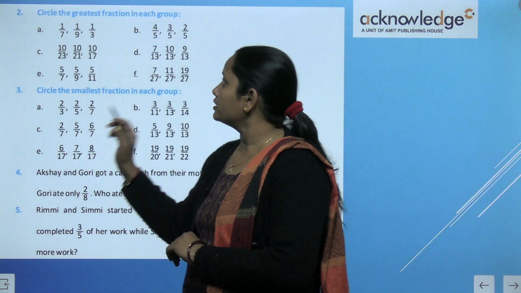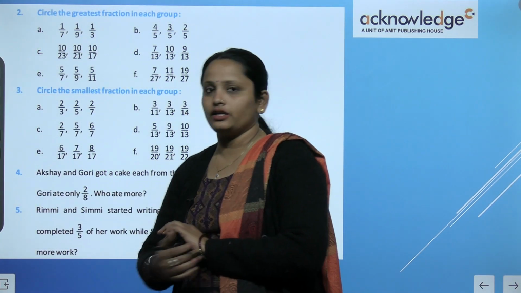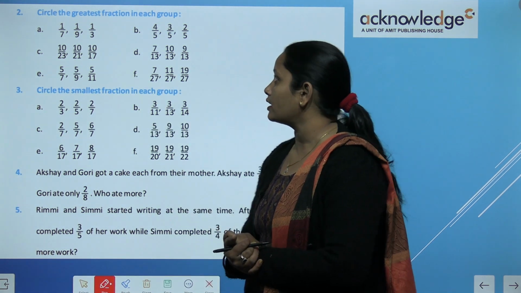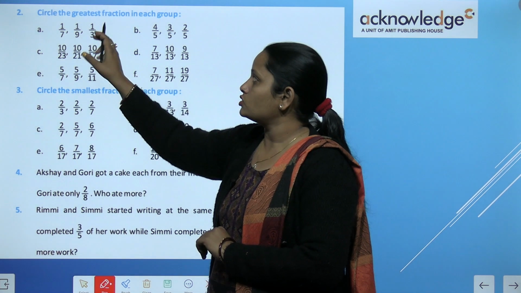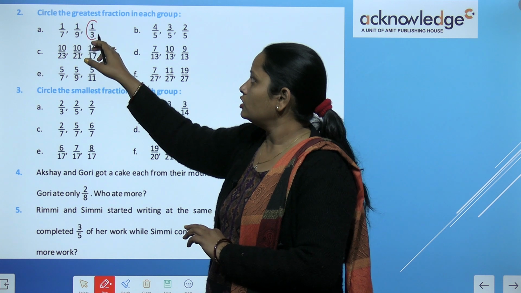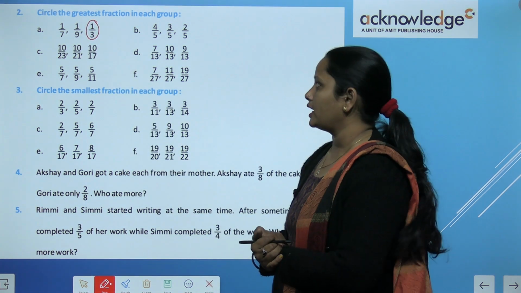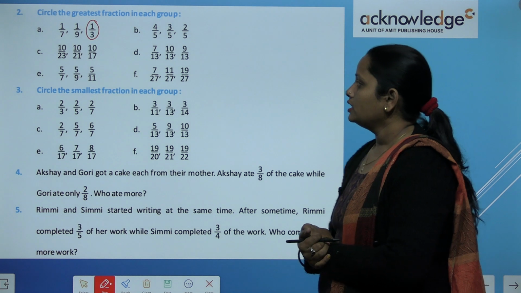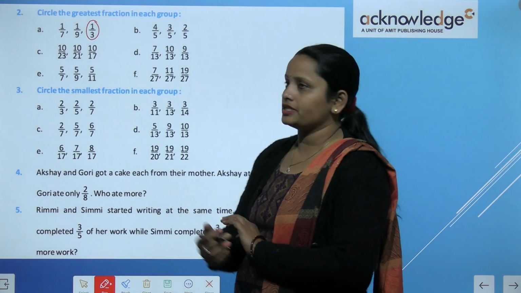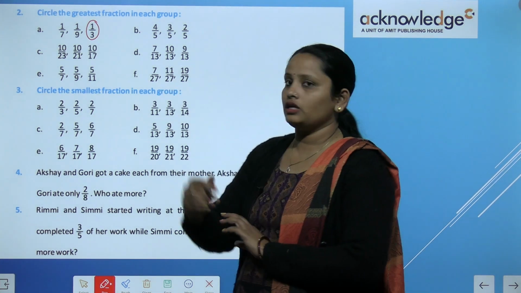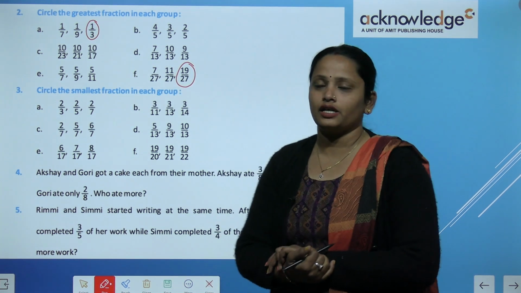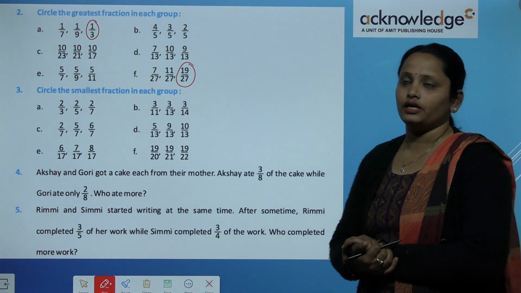नाउ क्वेश्चन 2 इज सर्कल द ग्रेटेस्ट फ्रैक्शन इन ईच ग्रुप. हर ग्रुप में क्या करना है, जो बिगेस्ट फ्रैक्शन उसे सर्कल करना है. सो आप देख सकते हो सबके जो है न्यूमरेटर सेम है बट डिनोमिनेटर इसका छोटा है, तो ये सबसे बड़ा नंबर कहलाएगा. नेक्स्ट लेट्स डू दिस वन. अब आप देख सकते हो यहाँ पे सबके डिनोमिनेटर सेम है लेकिन ऊपर न्यूमरेटर चेंज है, तो जिसका भी न्यूमरेटर बिगर है वो नंबर सबसे बिगर है.